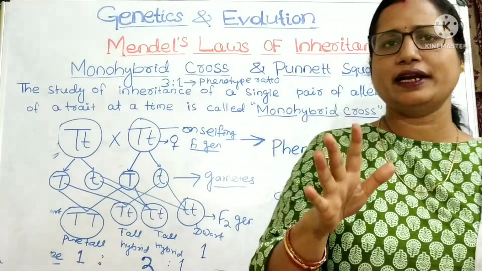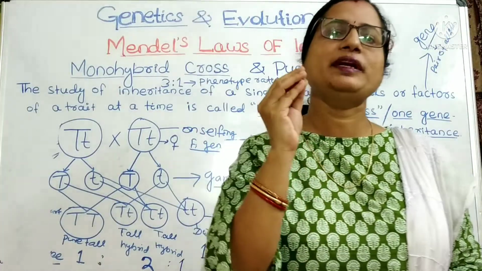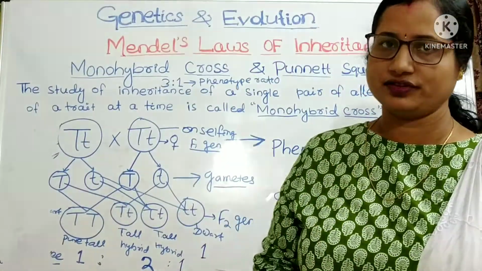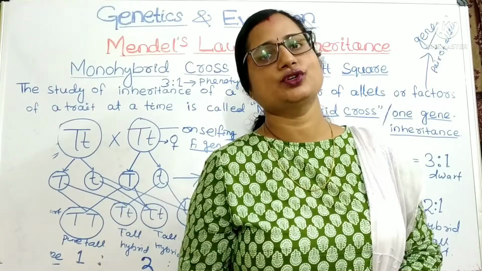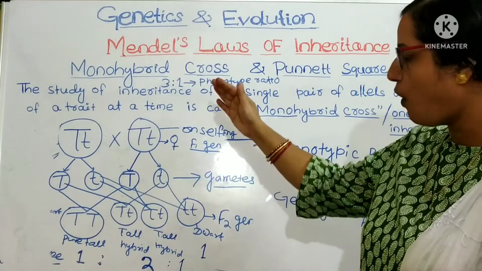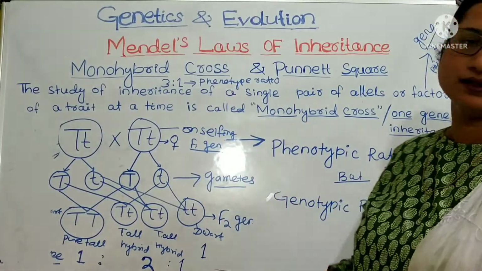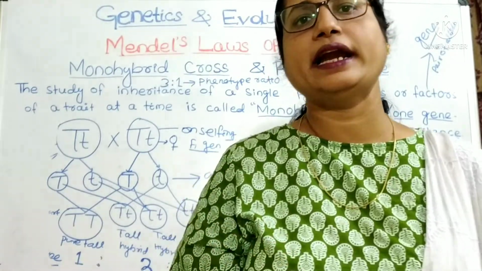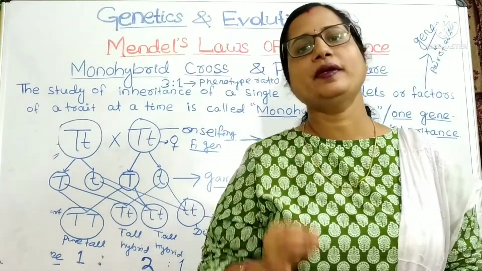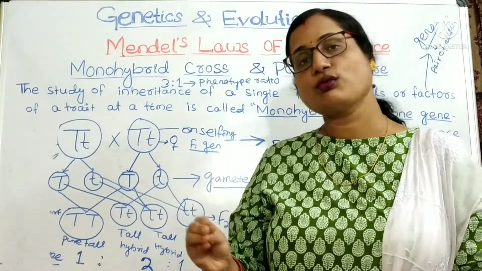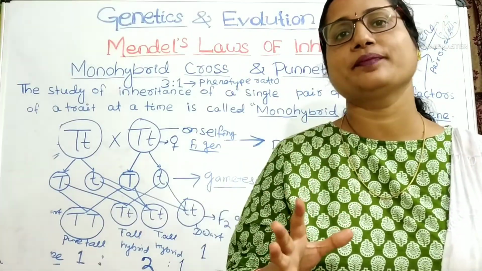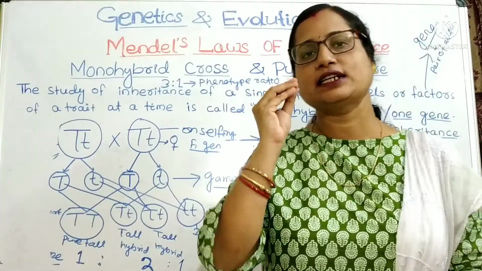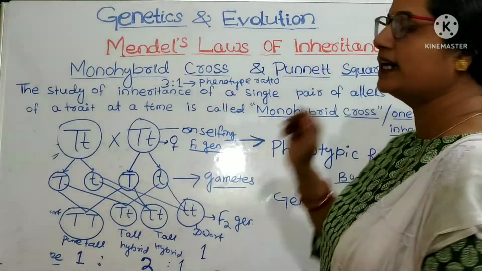Reginald C. Punnett was a British geneticist, and he had developed a graphical representation to explain Mendel's cross. Reginald C. Punnett developed a graphical representation to calculate all the probabilities of possible offspring in a genetic cross, that is known as Punnett square.